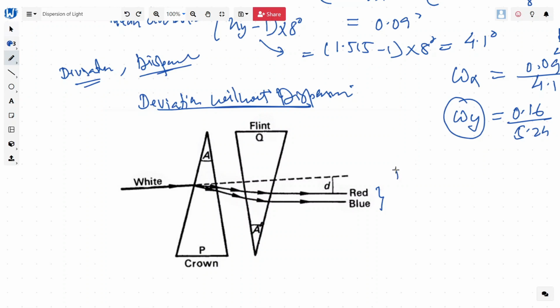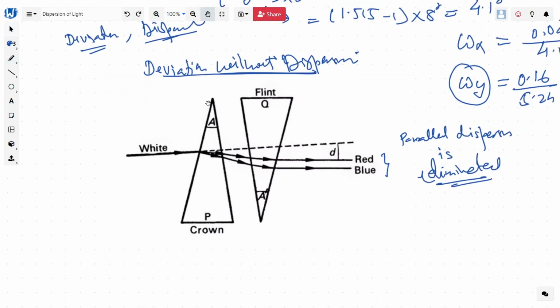So because these are parallel, dispersion is eliminated. So let's calculate that and see what happens. What should be the condition for that? Let's say this is prism A. So the dispersion by prism A is going to be equal to (nB minus nR) times A, and this is going to be in the downward direction.